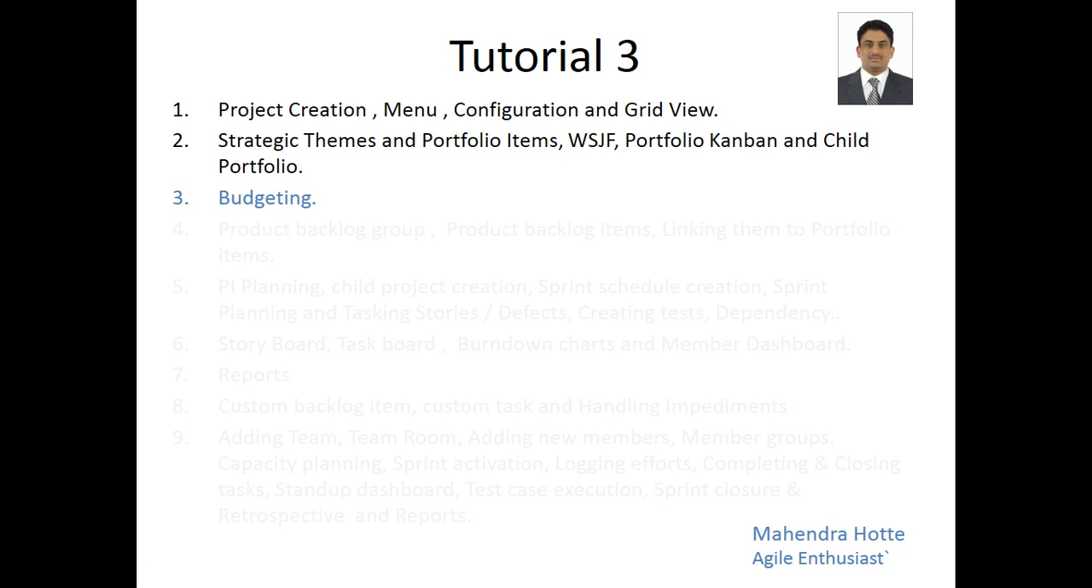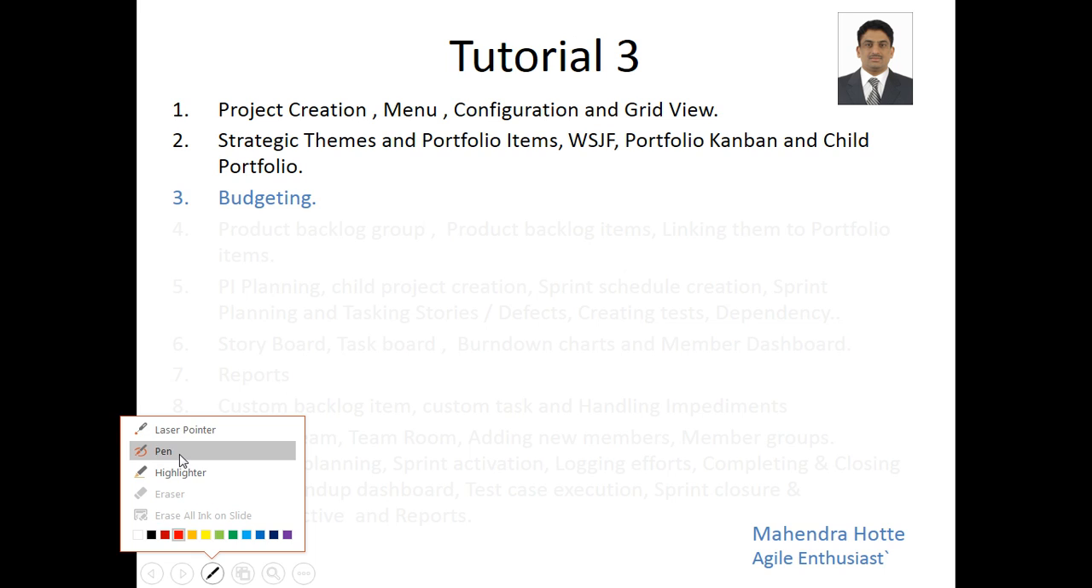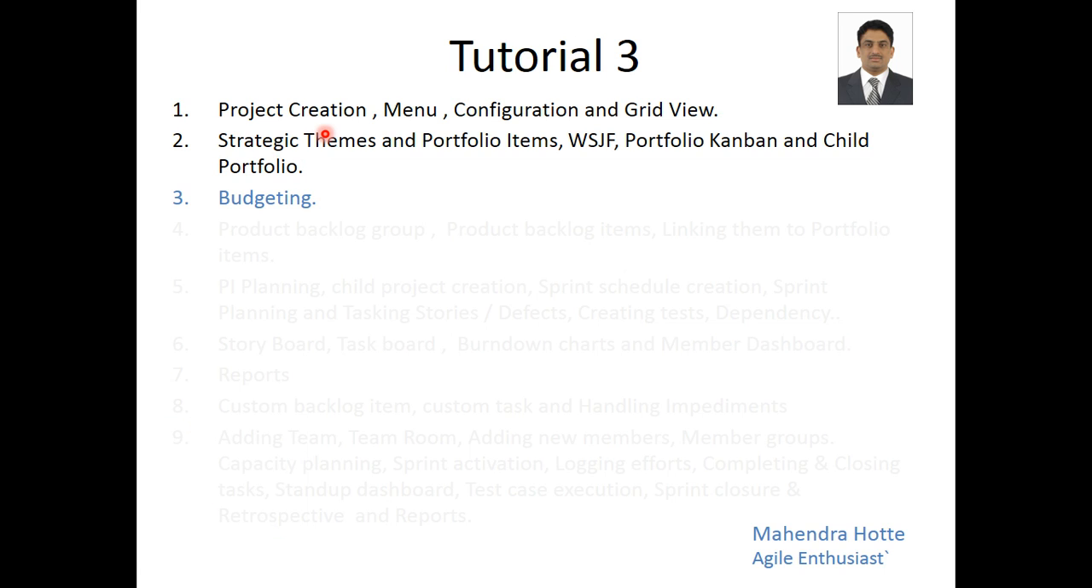In the first tutorial we saw project creation and the various options that we have under the menu bar in version 1. I spoke about grid view and its customization. In tutorial number 2 we saw about strategic themes, portfolio items and child portfolio and WSGF. In this tutorial number 3 I will show how to create budgets and track it.